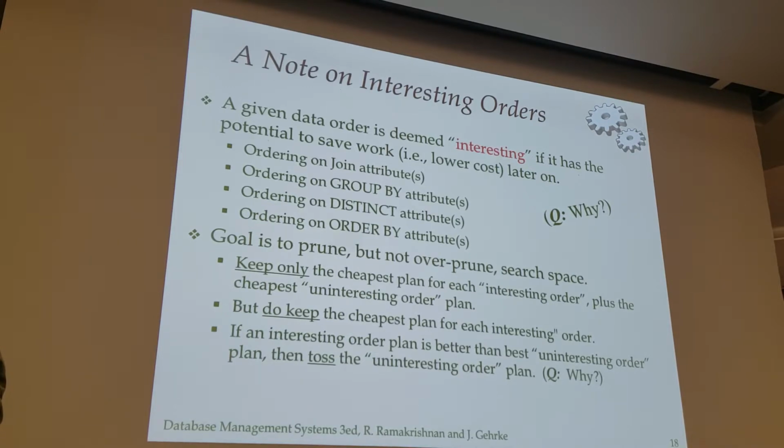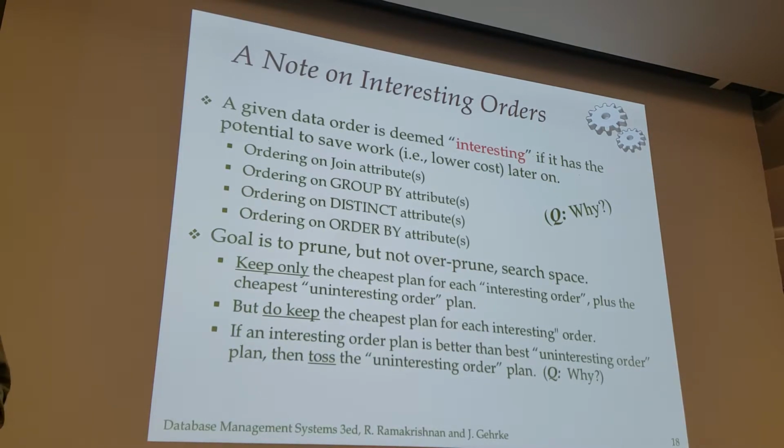It may be that the order in which the data appears, that is the order in which the data is sorted when I got ABCE via the cost 600 plan, will help me save work later. For example, it's ordered by a join attribute. Well, if it's ordered by a join attribute and I decide I want to use a sort merge algorithm, I won't have to sort the data because it's already sorted by the attribute that I want to use.